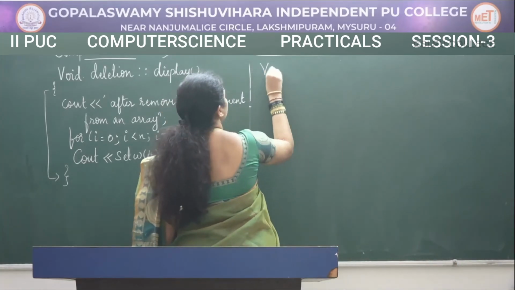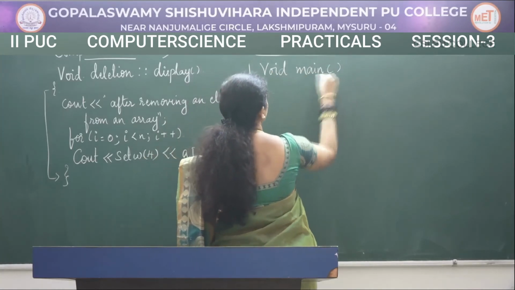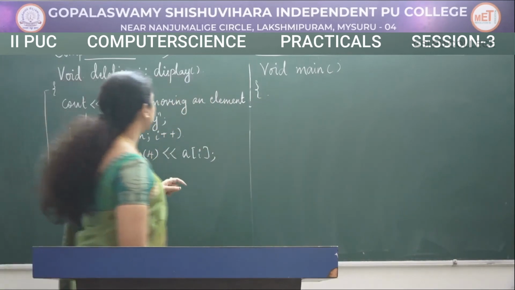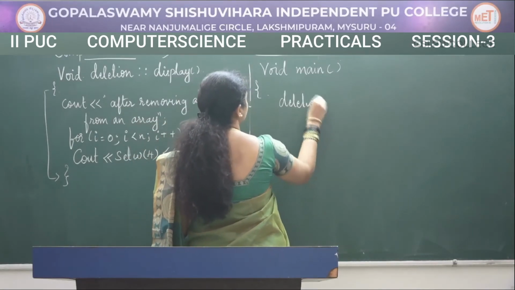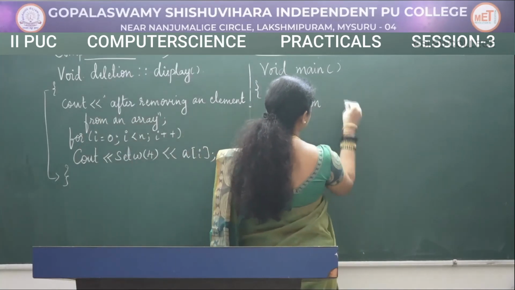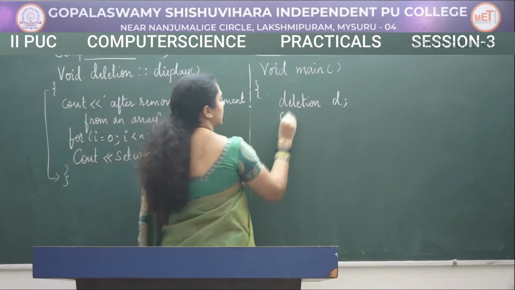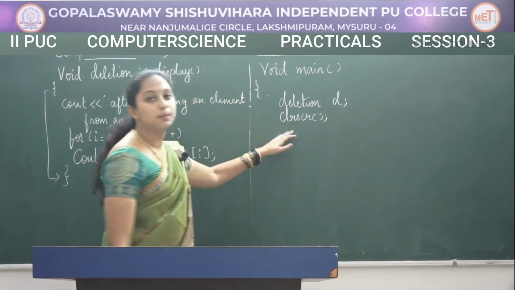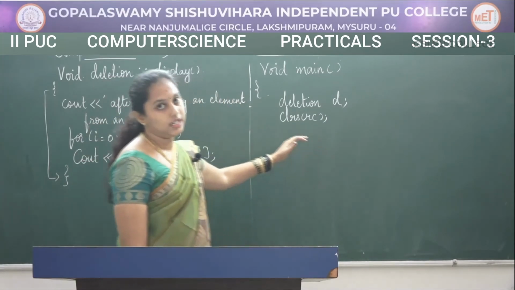So in the main function, I am going to create an object for the class deletion. So how to create an object? First write the class name followed by the object name. The object name is D. Clear screen. Why we are using clear screen? So it clears the previously generated output in the console screen.